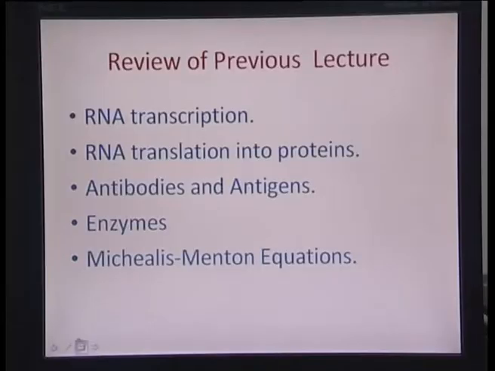So we also described antibodies and antigens, and I would be doing this a little bit later in more detail. And then we briefly talked about enzymes, where we were just about to begin what we know as the Michaelis-Menten equations of the formulation of an enzyme substrate complex. So today we will actually focus a little more on these three areas and then try to derive these set of equations and see what the enzyme catalysis rate would be in a typical chemical reaction.